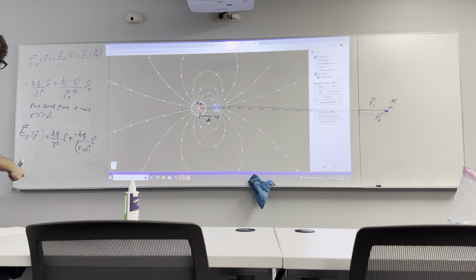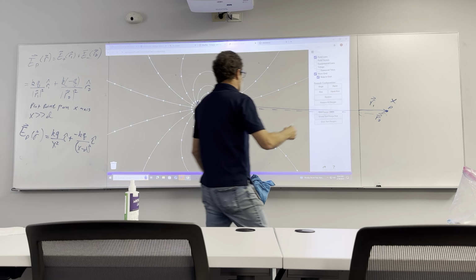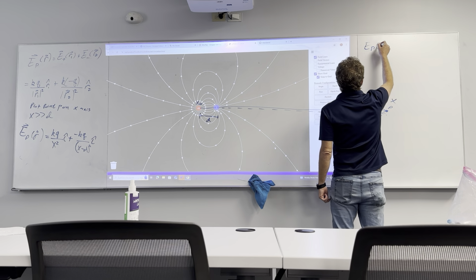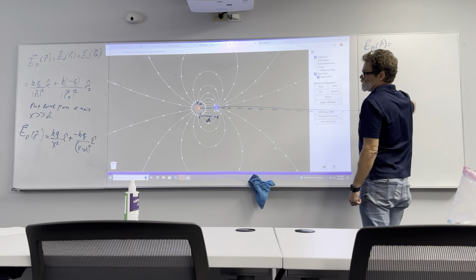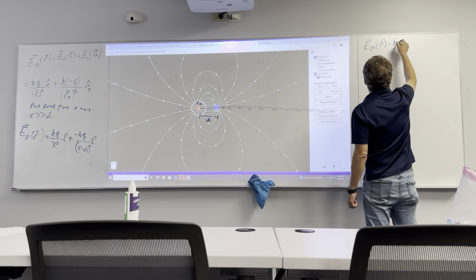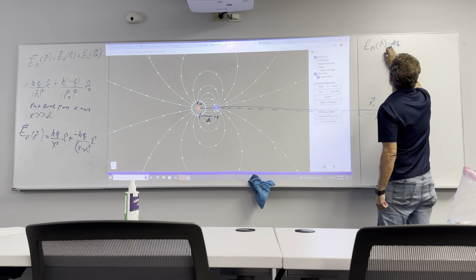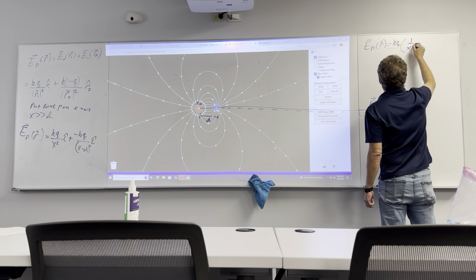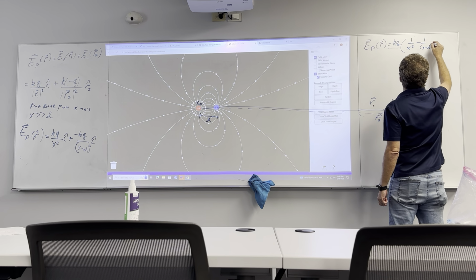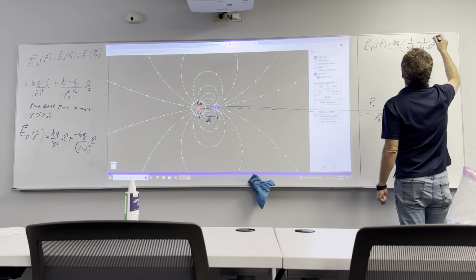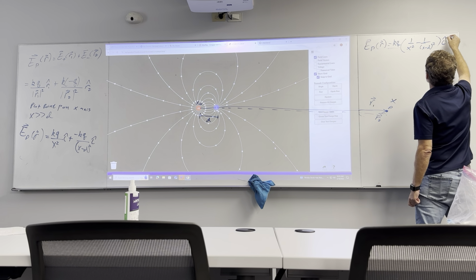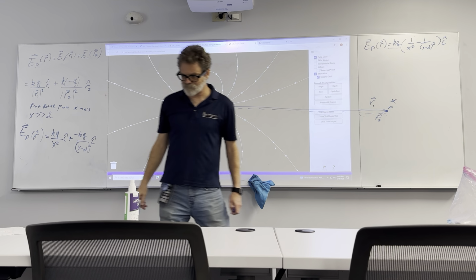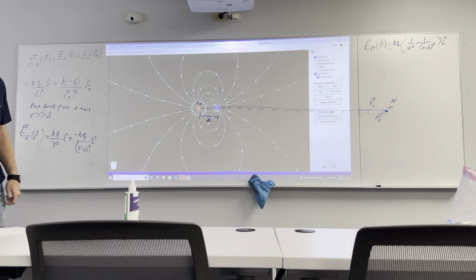And I can simplify this. I can factor out a K and a Q and an I hat. So I get E at point P as a function of R is KQ. I factor that out. And then I'm left with a 1 over x squared minus a 1 over x minus D squared. Times an I hat. Okay, so I got one fraction minus another fraction.